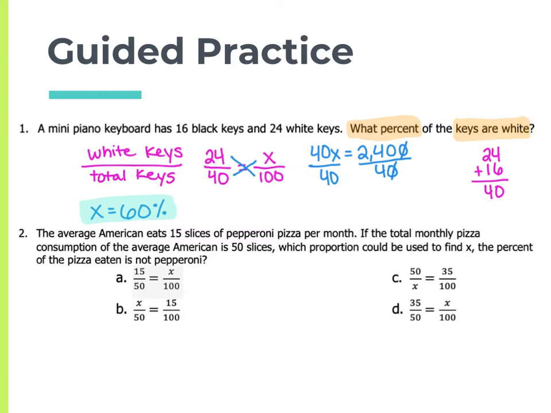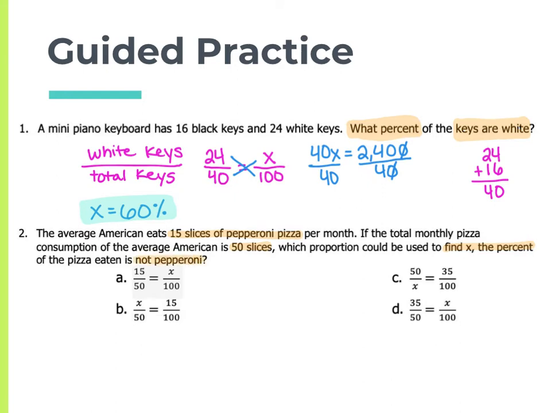And more specifically, we could say that 60% of the keys are white. Question number 2 says the average American eats 15 slices of pepperoni pizza per month. If the total monthly pizza consumption of the average American is 50 slices, which proportion could be used to find x, the percent of the pizza eaten that is not pepperoni?